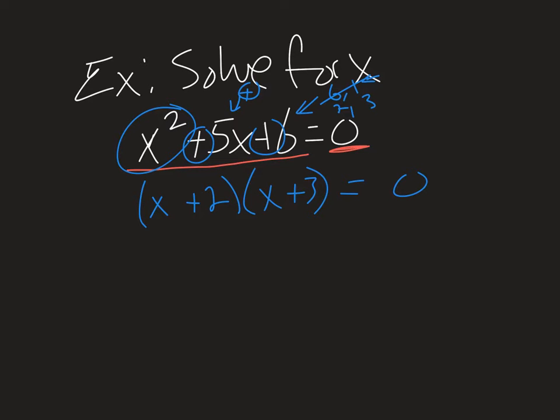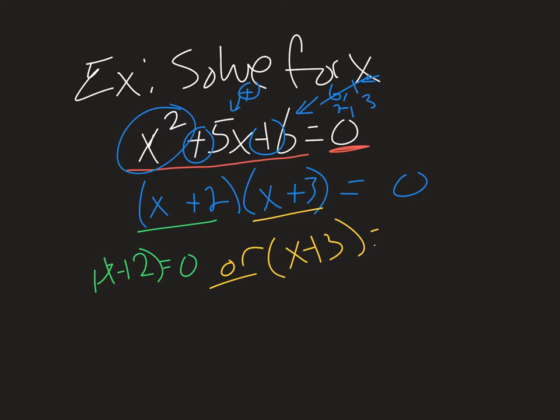Now I have x plus 2 times x plus 3 is equal to 0, which tells me either x plus 2 equals 0, or, and "or" being the important word here, x plus 3 equals 0. It's one or the other. I wouldn't be able to distinguish which one is which until I know more about this problem, but for now I can at least narrow it down to two things. So let's continue with this.